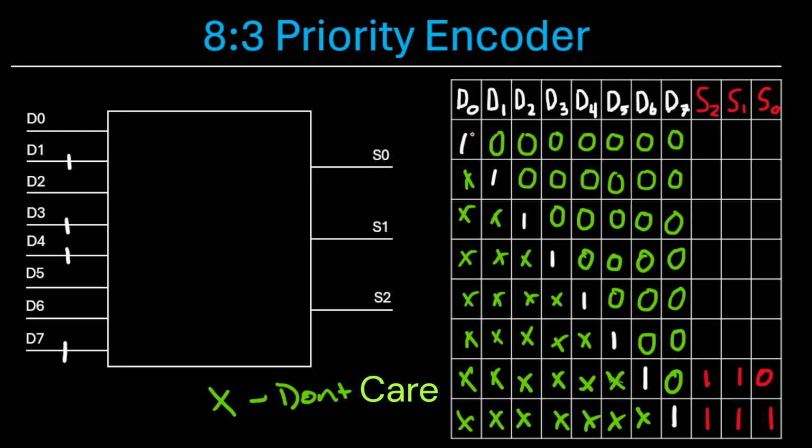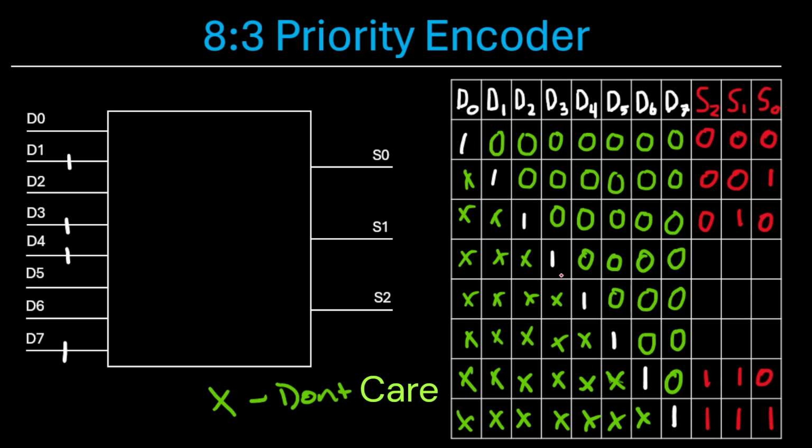Let's move up to the top here. Where D0 is high, everything else is low. Again, output 0 in binary. If D1 is high, we don't care what D0 is. We're going to output 1 in binary. If D2 is high, we don't care what D0 or D1 are. We're going to output 2 in binary.